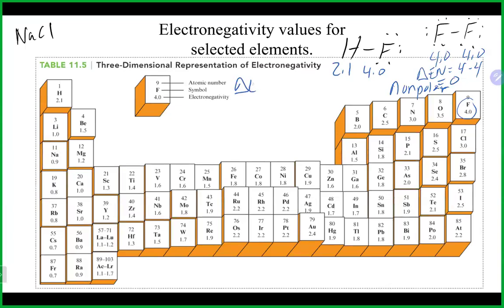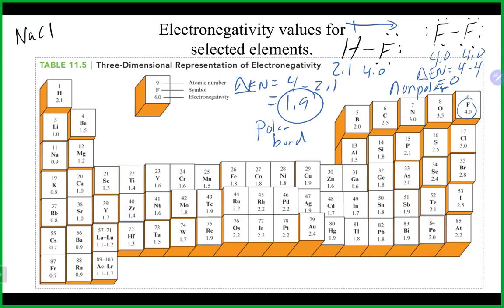The difference in electronegativity, 4 minus 2.1, gives me 1.9. A 1.9 difference is above 0.4 and less than 2, so that falls in the polar range, and this would be a polar covalent bond. Again, we could draw the arrow as we did earlier, pointing to the more electronegative one, which in this case would be fluorine.